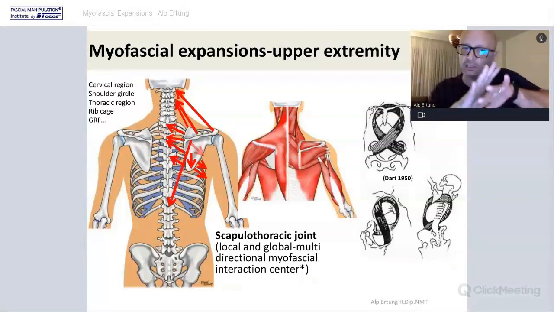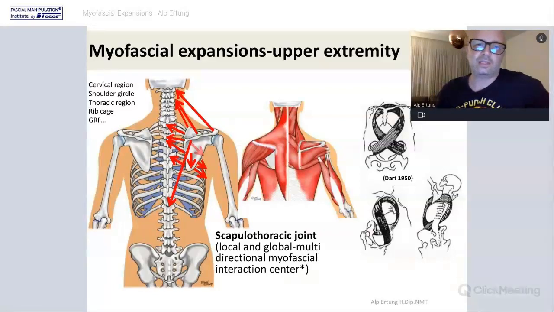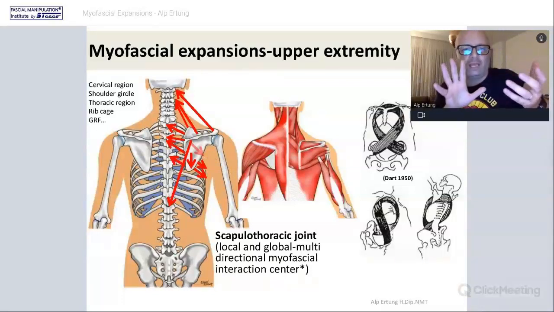It's like muscle to muscle, it's actually a myofascial joint. This is my proposal: I call it a local and global multi-directional myofascial interaction center. It has a lot of connections with a lot of myofascial structures, and it can be affected.